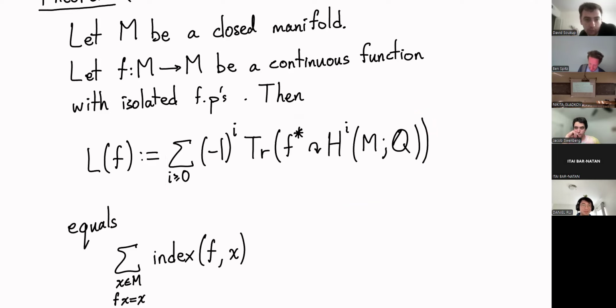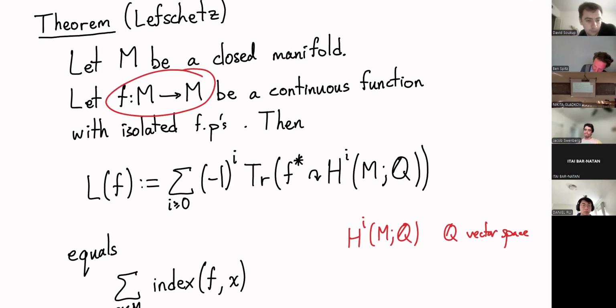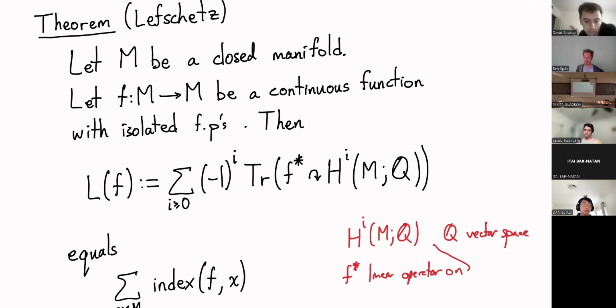But all I want to say is from your closed manifold M, you can somehow produce these vector spaces. These are things you can compute. This is a vector space over Q. Just a symbol for this weird vector space that I could compute starting with my space. And when I have this map from M to M, it gives me a linear operator on that space. And this will turn out to be finite dimensional because M is closed.